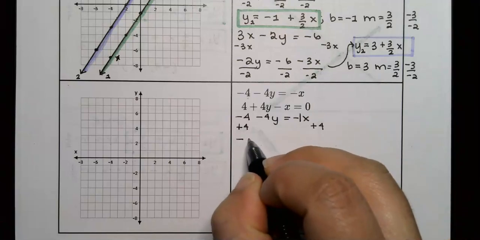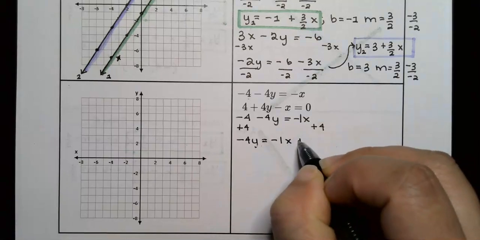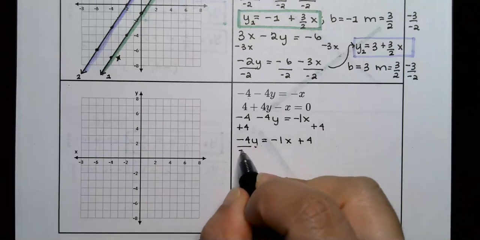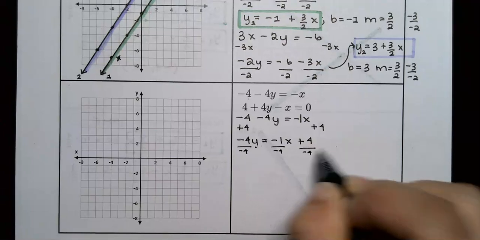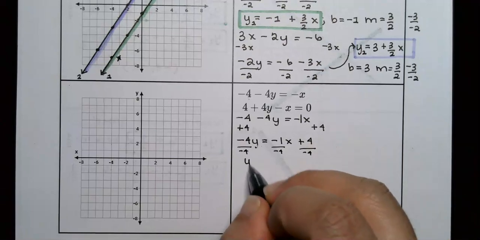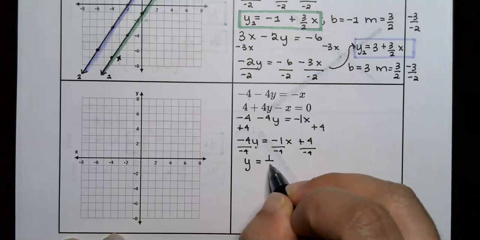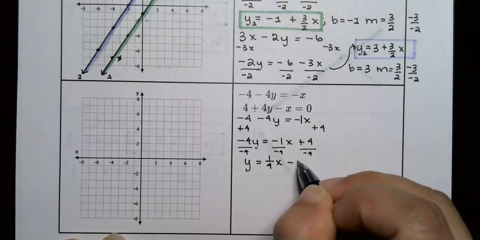So we're going to bring it down as -4y is equal to -1x plus 4. Then from here, we just need to divide not by 4, but by -4. So don't forget to carry over the negative. So we have y is equal to a positive 1/4x and this right here becomes -1.